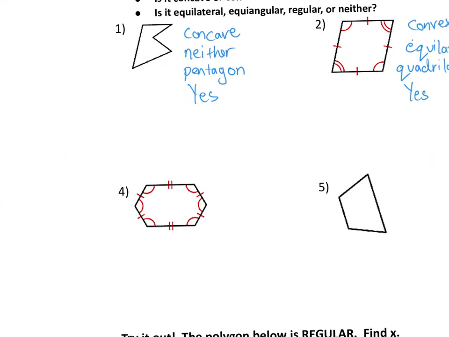Oh, this one is definitely a polygon. None of the sides are all the same, but all the angles are the same. So it's equiangular. And then let's see here. Let's count how many. There's 1, 2, 3, 4, 5, 6. So this is a hexagon because it has 6 sides.